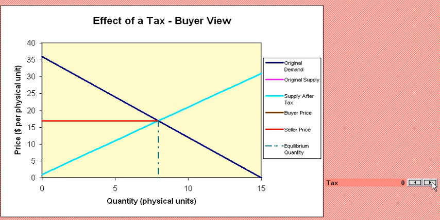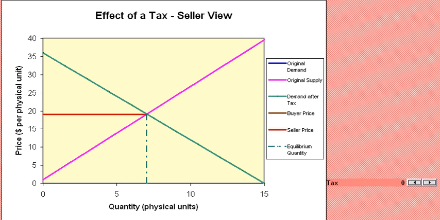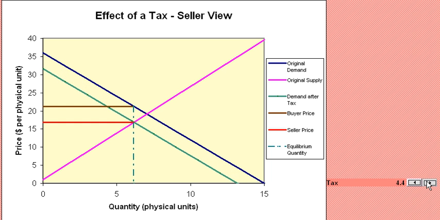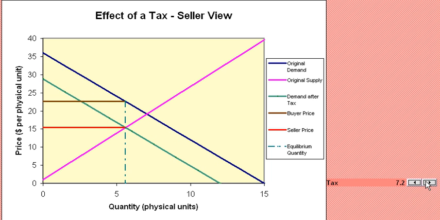Now what I'm going to do is go to this next screen where essentially we have the same picture, but now we do this from the seller's point of view. Ultimately it should produce the same results, but now, because it's the seller's point of view, it is the demand curve that shifts, and the tax shifts the demand down. The buyer price still rises because now you have to add the tax on to the buyer price to get the result, and the seller price falls.